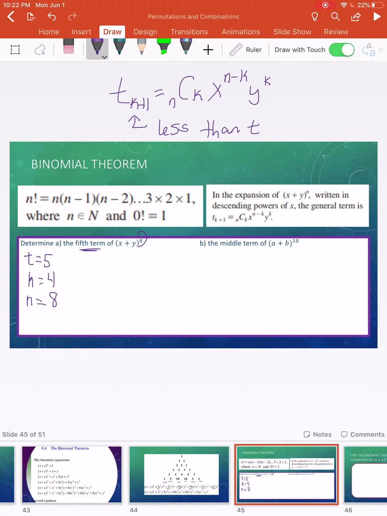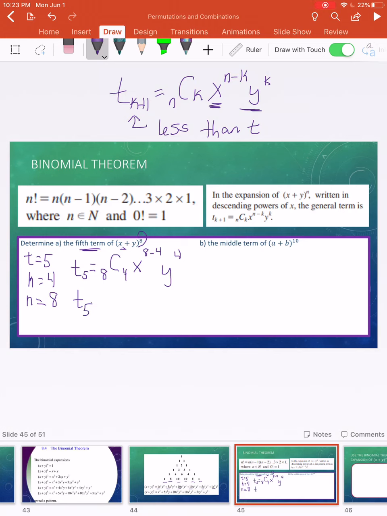Now that I have my legend made, all I'm going to do is fill in my formula. I'm looking for the fifth term, so t5. My n value is 8, so I'm going to write 8 C, my k value is 4. This x always represents the first term, which here is x, so it's pretty easy. Then n minus k, so 8 minus 4. And the y represents the second term, which in this case is y to the power of 4.